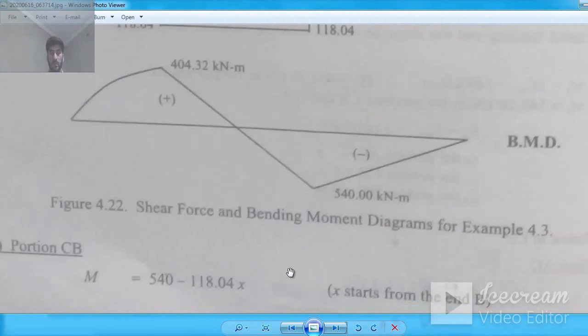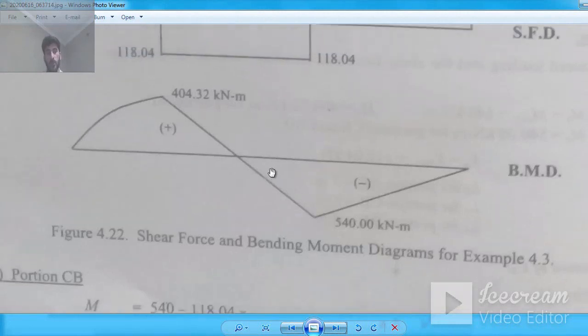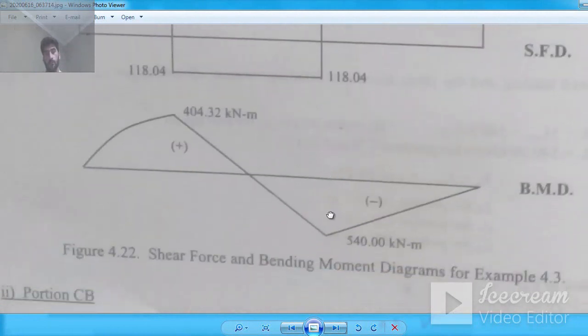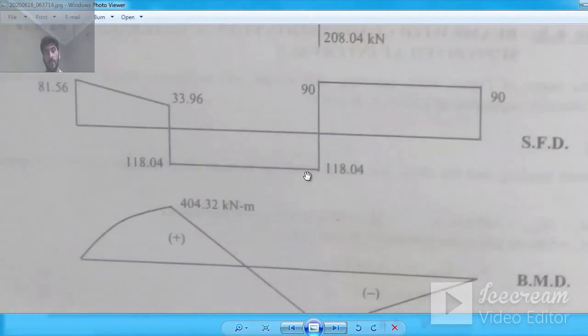540 minus 118.04 into x. Okay, this is the moment equation. Now what they did basically here, they used this shear diagram. Because you know that if we determine both these shear areas, it will give us the moment at any point. And you already did this calculation basically in your structural mechanics.